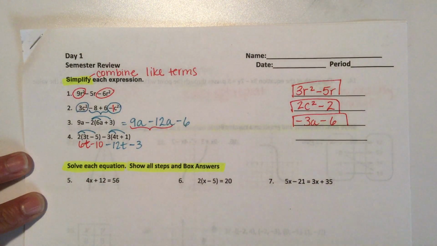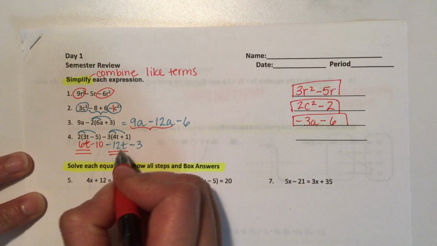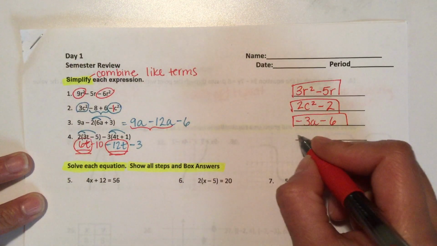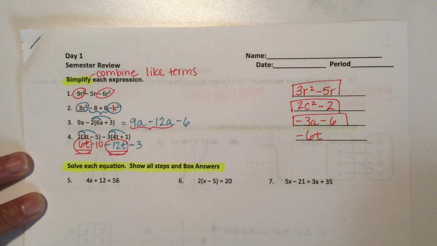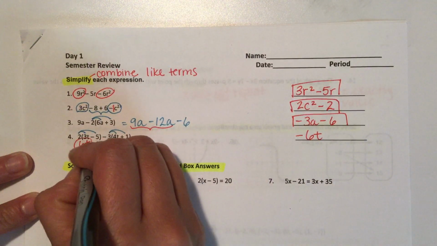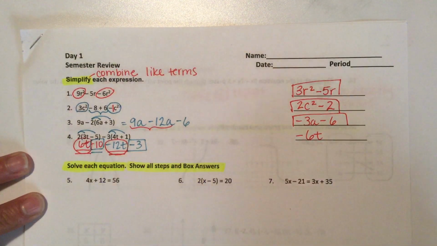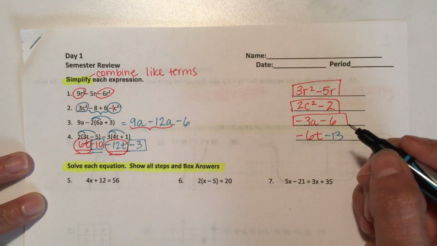From here you combine your like terms. 6t minus 12t. It tells you exactly what to do. Is negative 6t. And last you have a negative 10 minus 3, minus 13. Here, you're done. There are no more like terms.